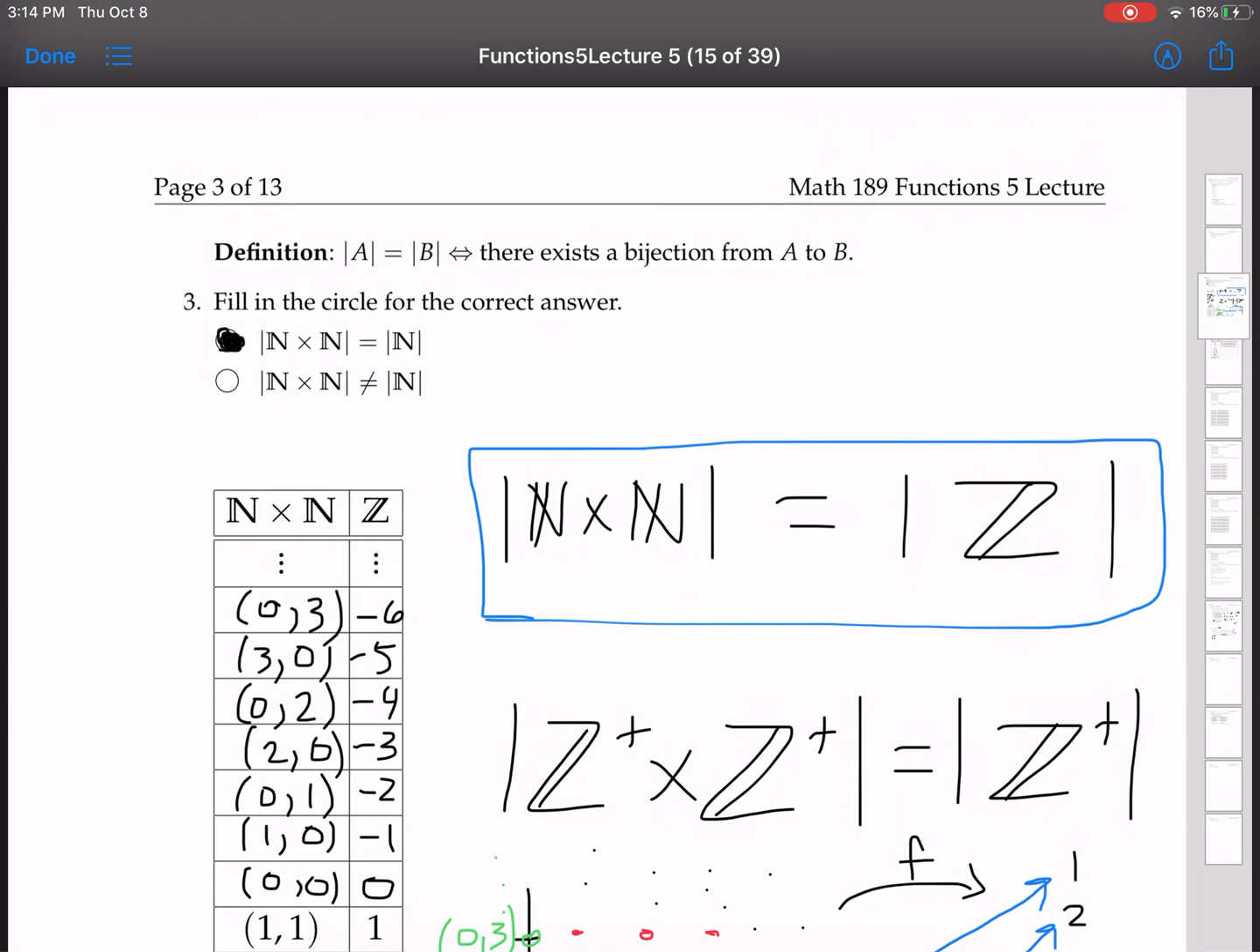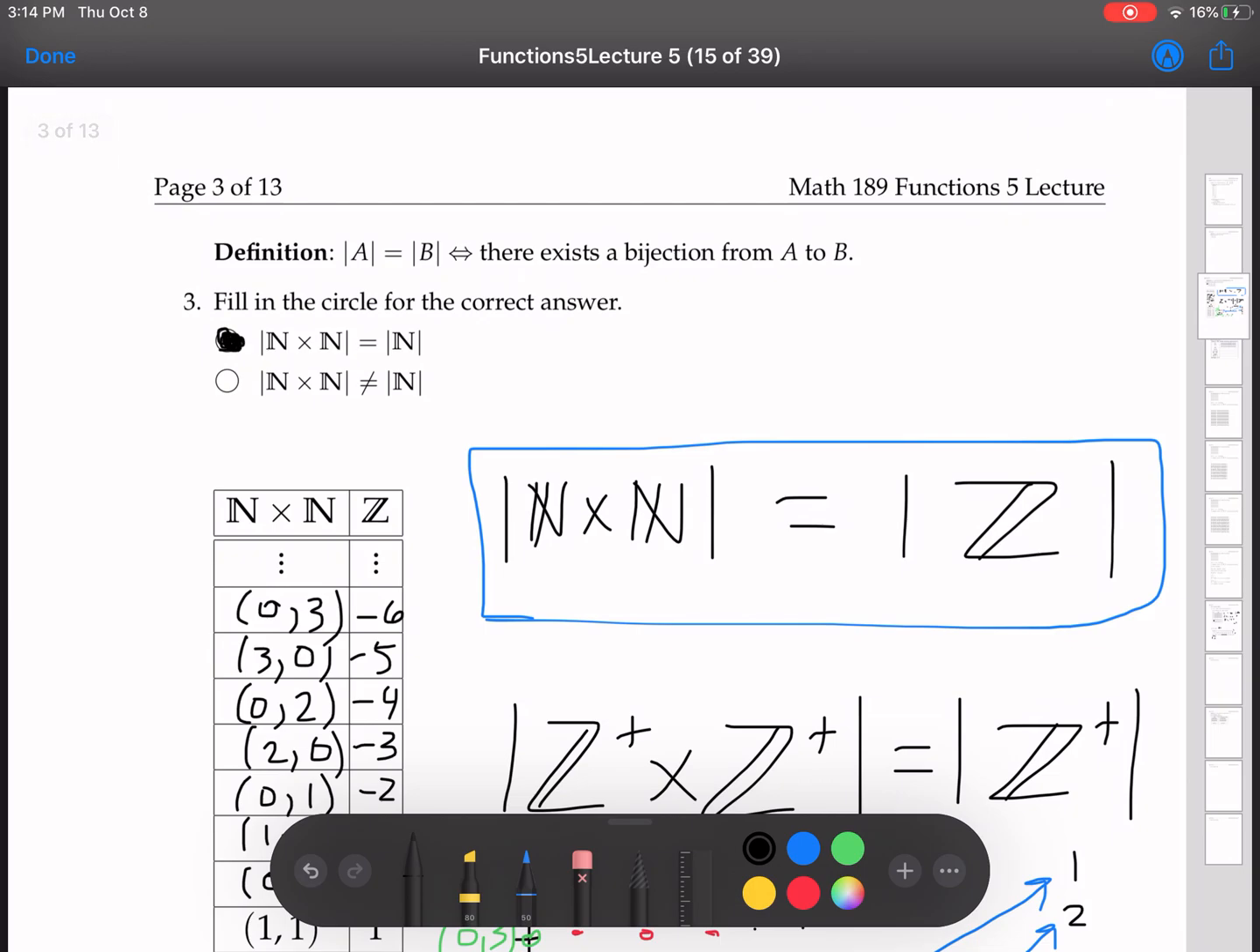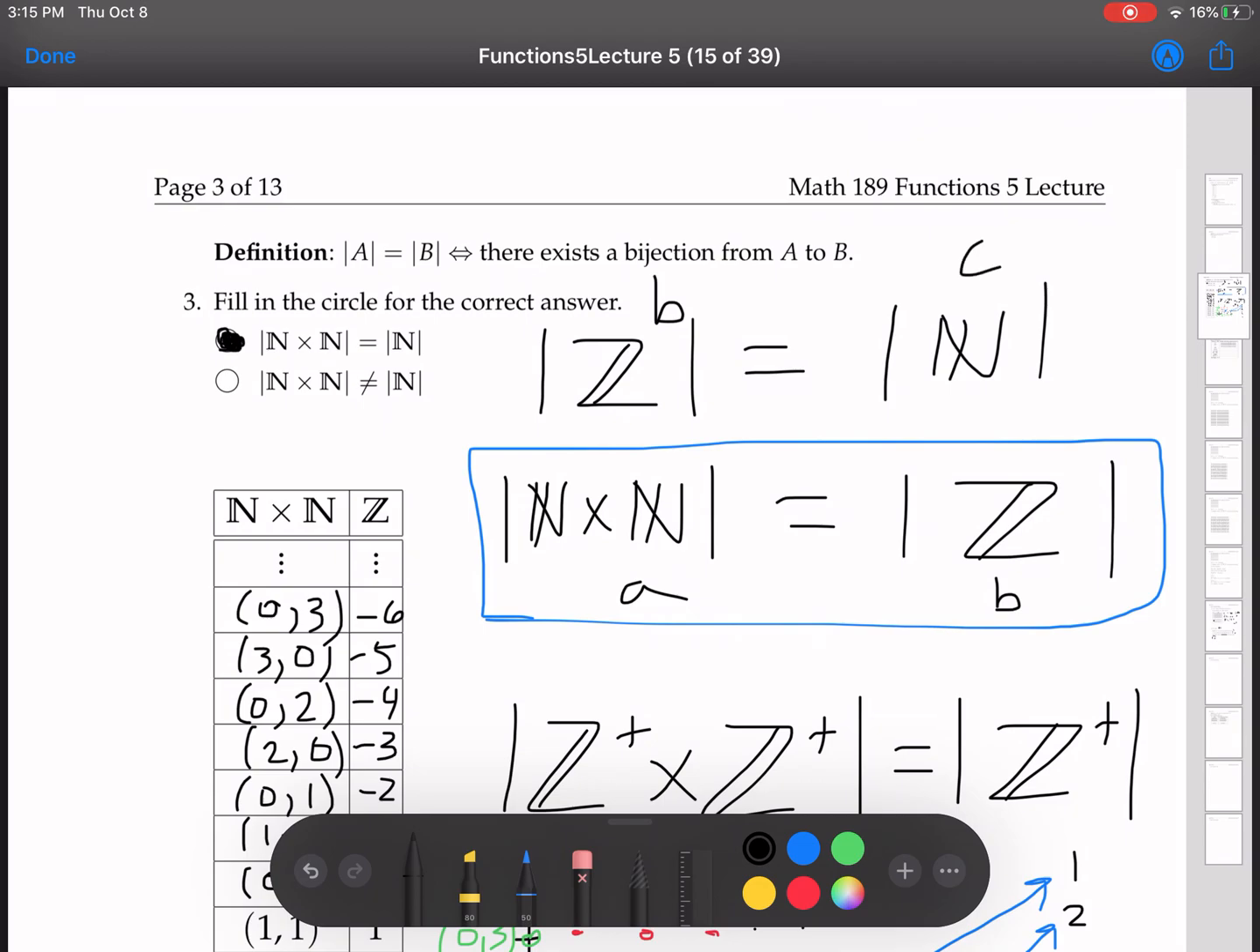Okay, and so now we know that that's true. And we also know from the previous video that the cardinality of the integers is equal to the cardinality of the natural numbers. So putting those together, remember A, B, B, C: if A is equal to B and B is equal to C, then A is equal to C. That proves that that's true.